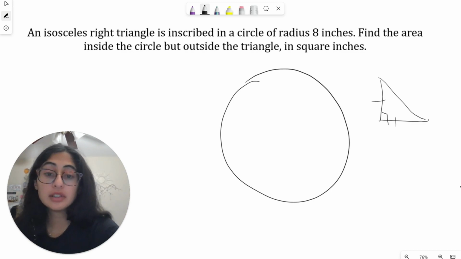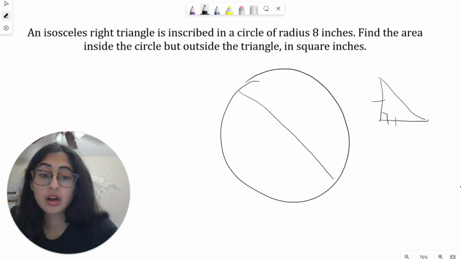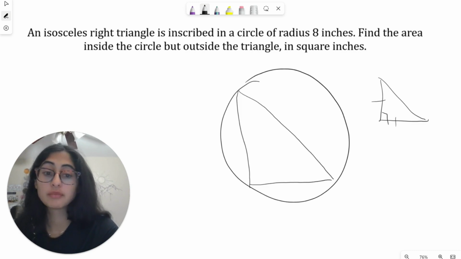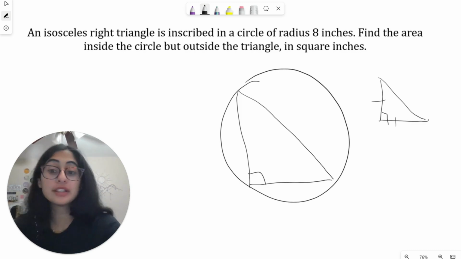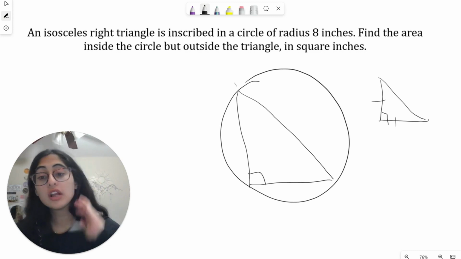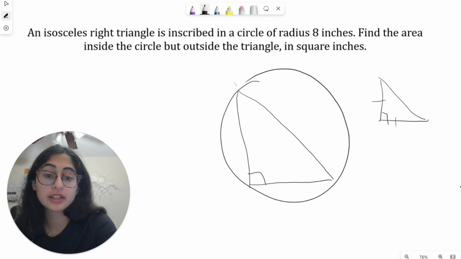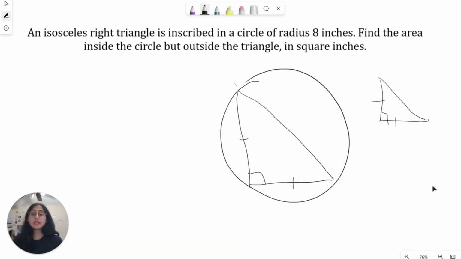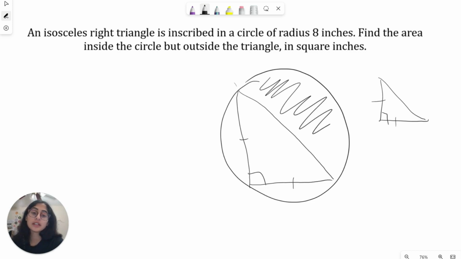Alright, so the thing about any right triangle inscribed in a circle is that the hypotenuse is always going to be the diameter of the circle. So this beautiful right triangle right here, this is our diameter, but this is also our hypotenuse of our triangle, and then we have our two legs that are the same length. So if we want to find the area inside the circle but outside the triangle, that's this area right here.